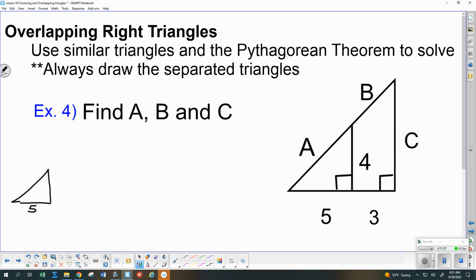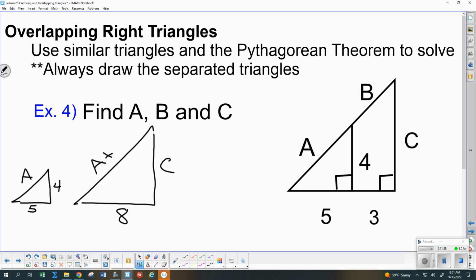So this one would be 5 and 4 and A. And the big one, if I don't have the parallel line running through it, would be a C. How big would the bottom be on that big triangle? So 8, and this one would be A plus B. These are both right angles.